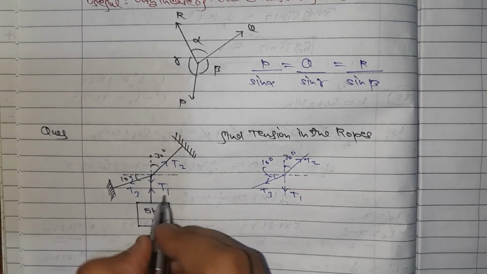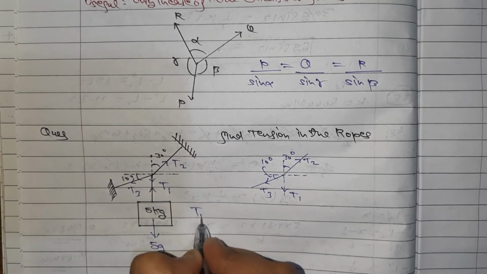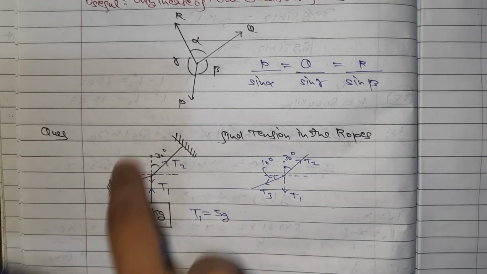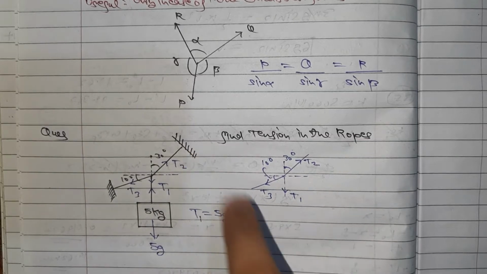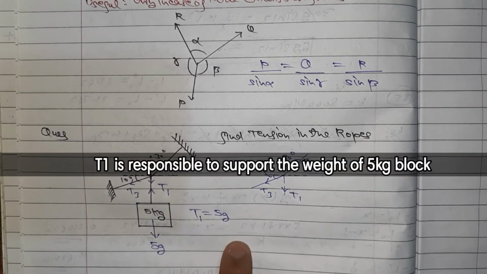Okay guys, one observation you can see there is that T1 is equal to 5g. The whole system is in equilibrium. So can we write T1 equals 5g? Of course we can write it down.